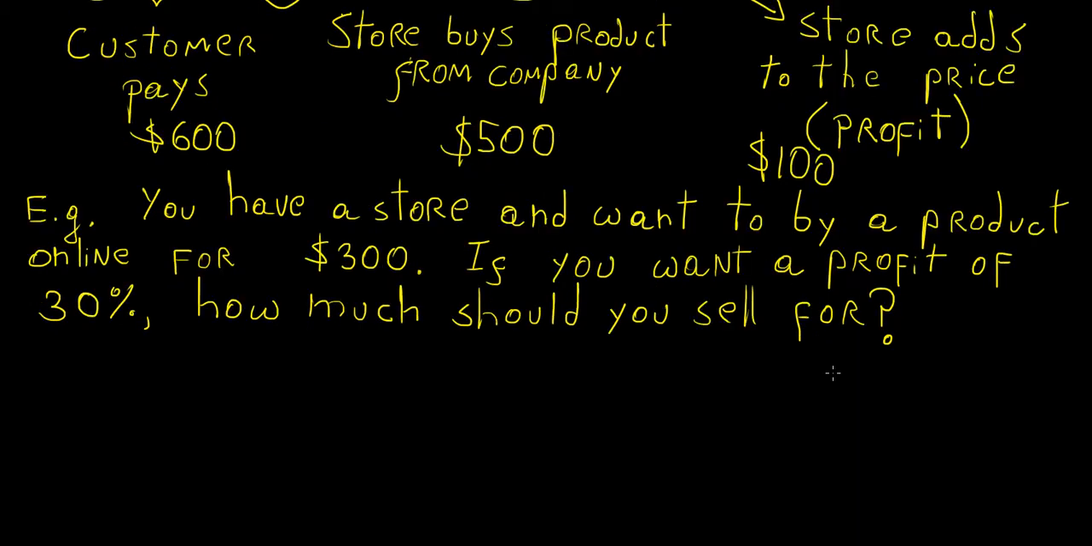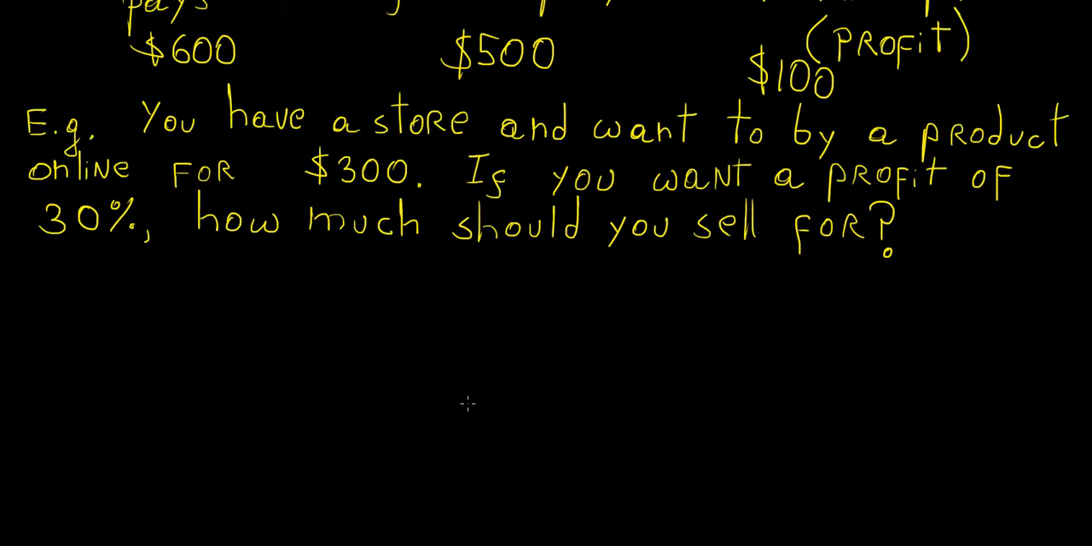So to give you an example of that, let's say that you have a store and you want to buy a product online for $300. So doesn't matter which product it is, it just costs $300 and you want to sell that. Let's say you want to make a profit of 30%. How much should you sell this product for? Well, if you want to make a 30% profit, essentially what you want to achieve is you're going to grab the original cost of the product, $300, and you want to add to that 30% of that original price.